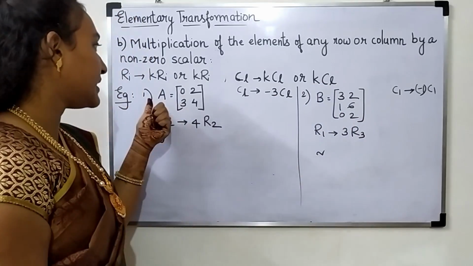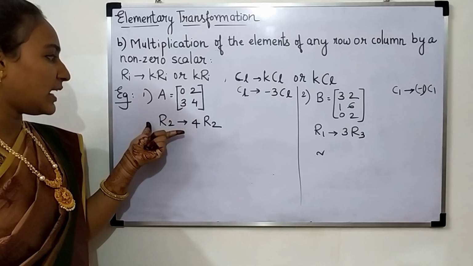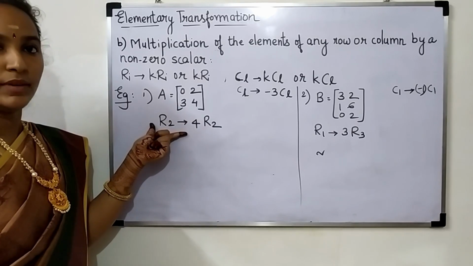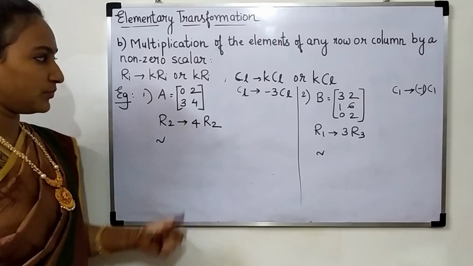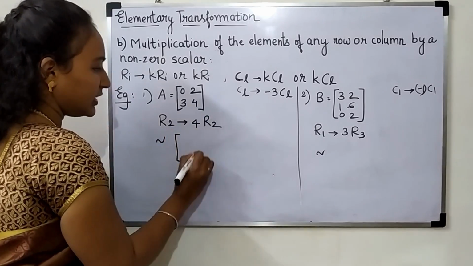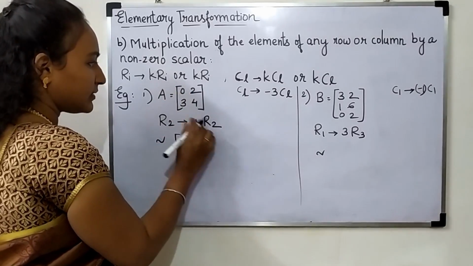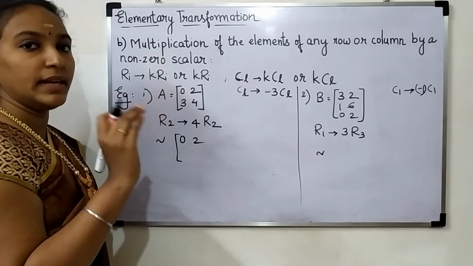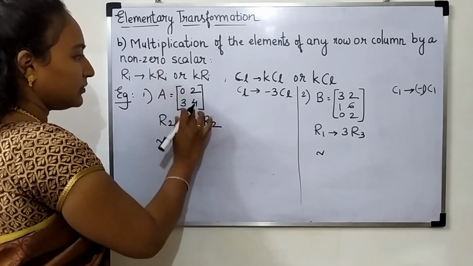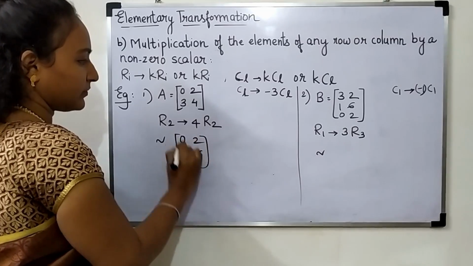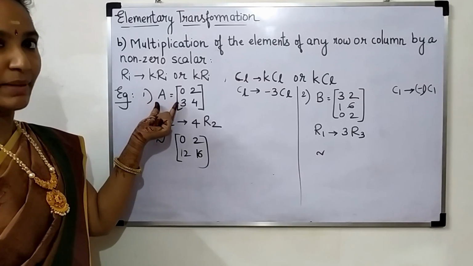See example, we have A = [0, 2; 3, 4]. Suppose I have to multiply R2 with 4. Then this will become 4R2. See here, there will be no change in R1, so write as it is. In R2, every element will be multiplied with 4. 4 3s are 12, 4 4s are 16. So this is our new matrix equivalent to the given matrix A.